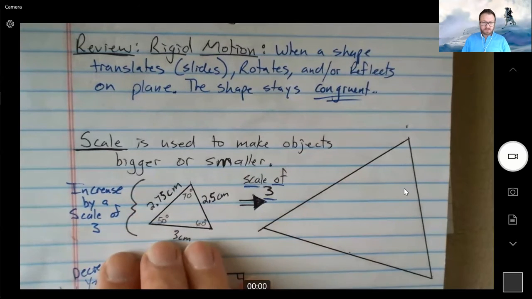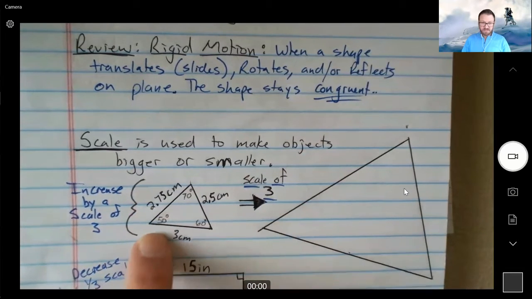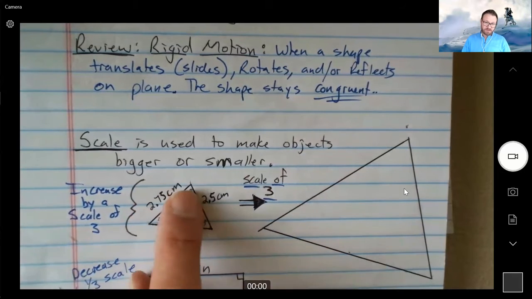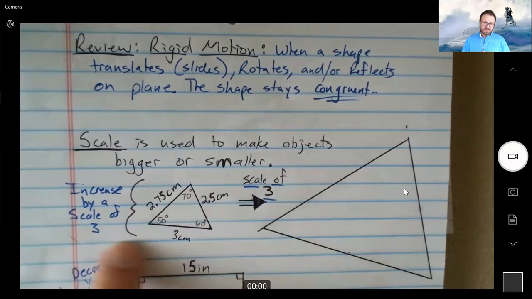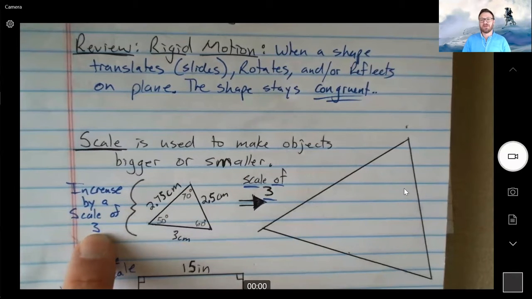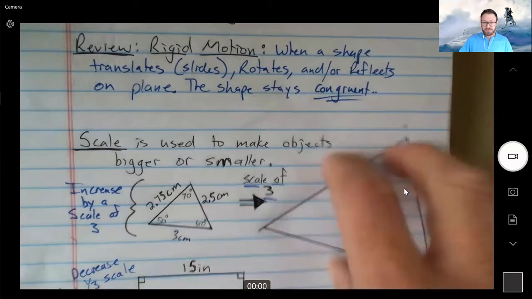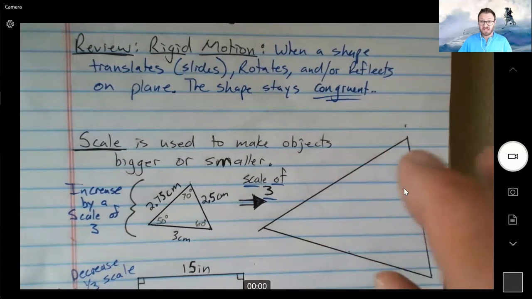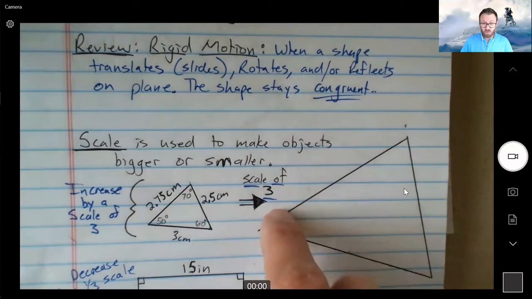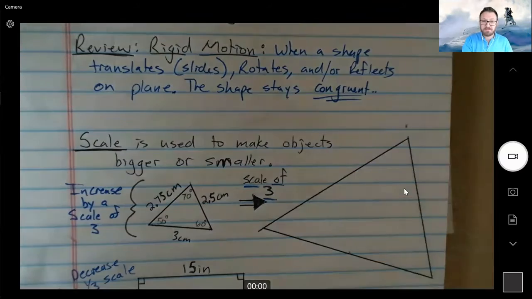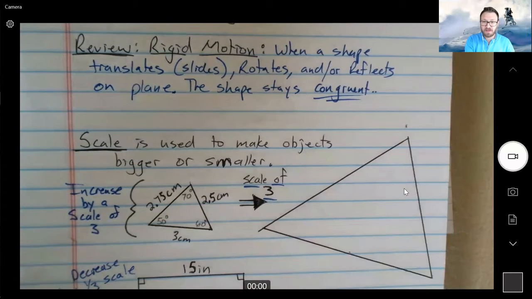And so I've drawn this little triangle here, right? Even gave you the angles, 50 degrees, 60 degrees, 70 degrees. This one's 2.75 centimeters. This is 2.5 centimeters. This is 3 centimeters. And I want to increase it by a scale of 3. In your mind, or even if you want to pause, actually, let's do that. Let's pause, and I want you to think about what the lengths would be if I'm increasing this triangle by a scale of 3. So go ahead and pause and give that a think.